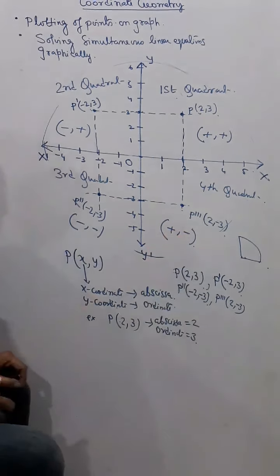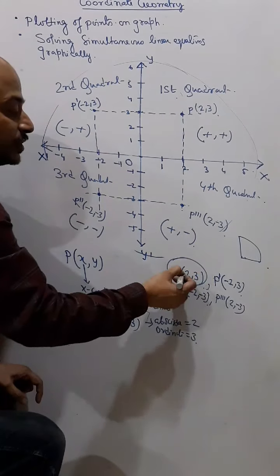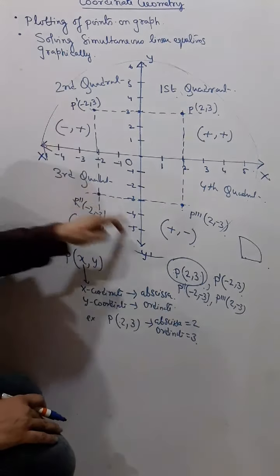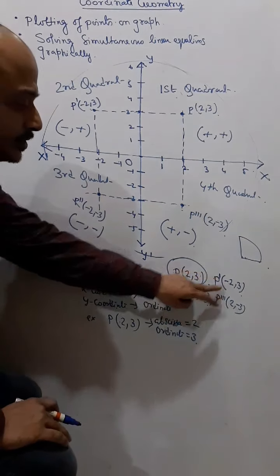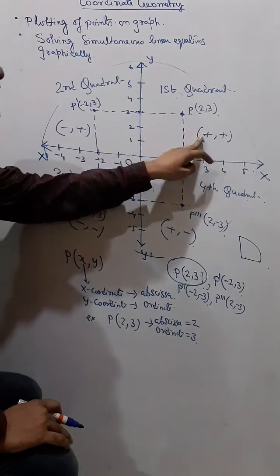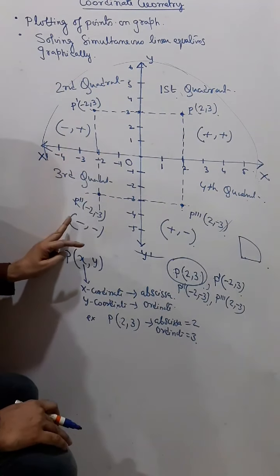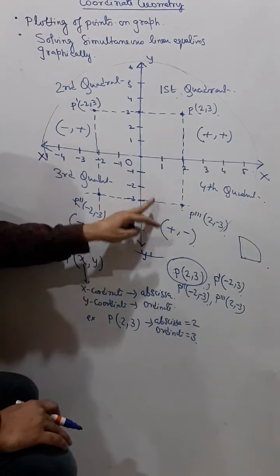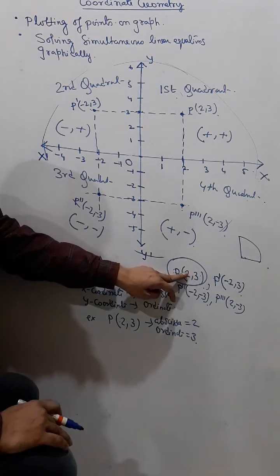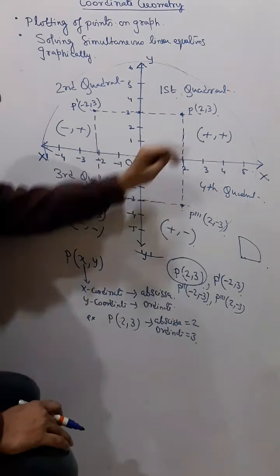So sometimes they ask in which quadrant the point (2, 3) will lie. It's not necessary that you have to plot the point to understand. Without plotting the point also you can understand if you remember this: first quadrant positive positive, second quadrant negative positive, third quadrant negative negative, fourth quadrant positive negative. If both are positive, it will always belong to the first quadrant. So P (2, 3) belongs to the first quadrant.